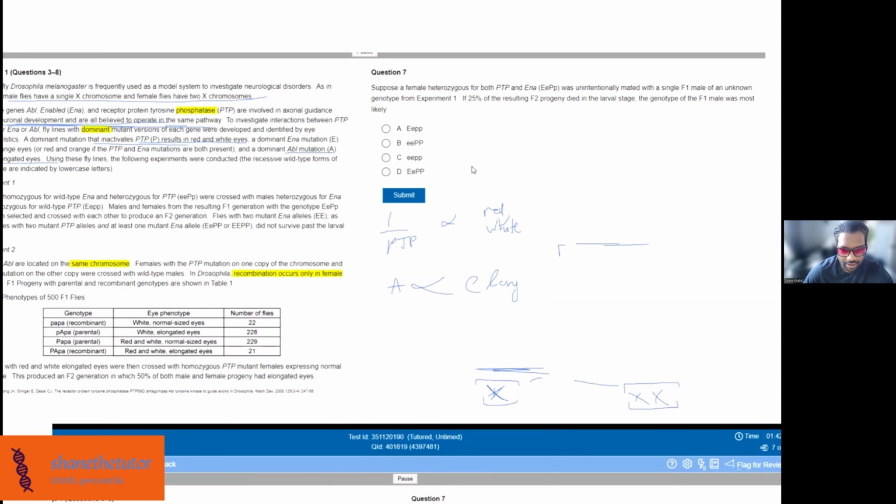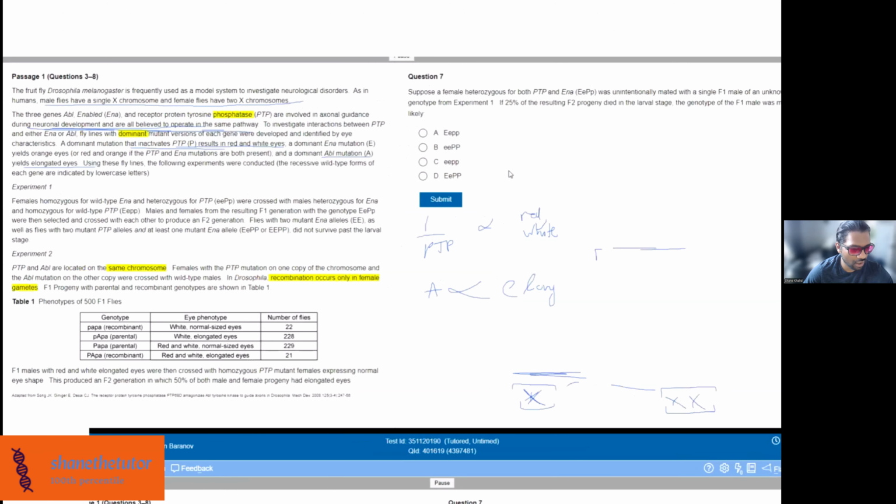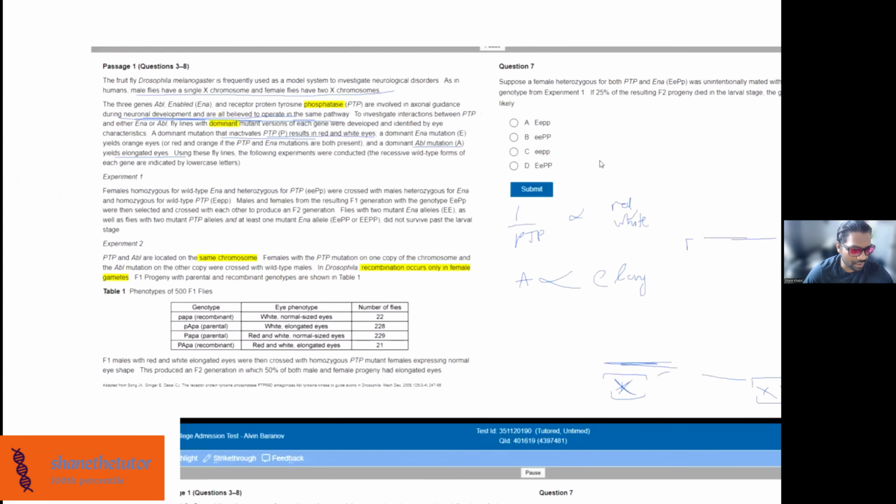So, okay, they are talking about experiment 1 here. So I'm going to go to the passage and read the experiment 1 part. By the way, I think you shouldn't be doing it like this in general. You should be reading the passage in its entirety before you do the questions. But for time's sake, I'm just going to go right into this experiment 1 part.